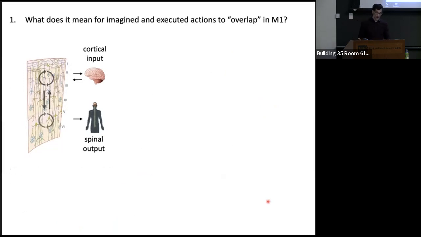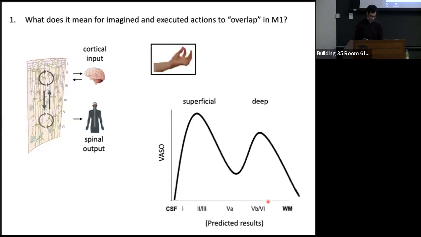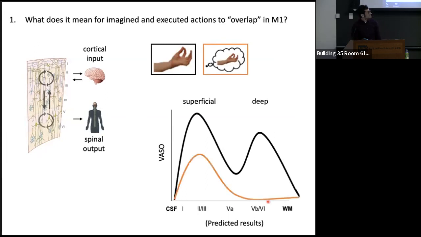So what does it mean for imagined and executed actions to overlap? So to answer this question, we had participants complete 3 conditions. First, we just had them simply tap their fingers together. And we predict that we're going to get this double peaked response that's been shown before. We also had them keep their hands still while simply imagining tapping their fingers together. And we predict here that we're going to find activity in the superficial but not the deep layers.